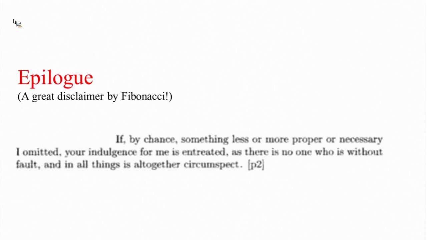And finally, I did it just in time, a great disclaimer by Fibonacci. I love this disclaimer. He puts this in his book, right at the end of his preface. Before he started reading chapter 1 and go crazy with this new system of numerals, he says, if by chance something less or more proper or necessary I omitted, your indulgence for me is entreated. I'm asking you, right? As there is no one who is without fault, and in all things is altogether circumspect, prudent. So this is the end of my talk. Thank you very much.